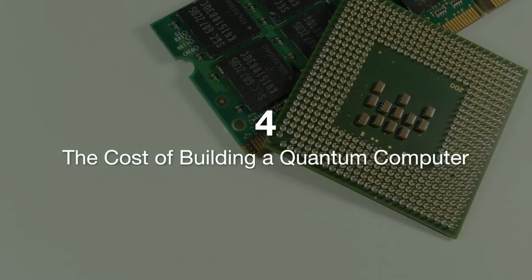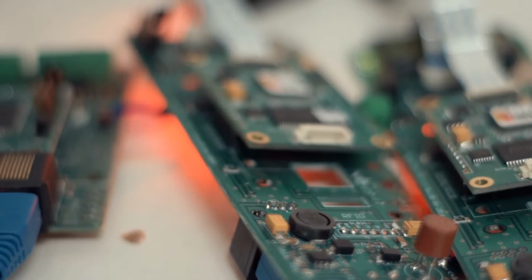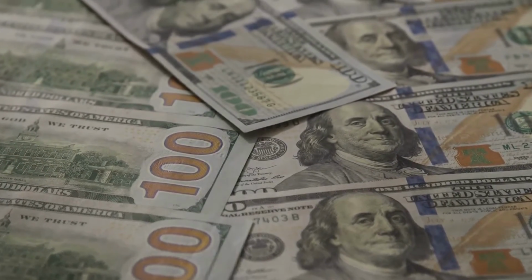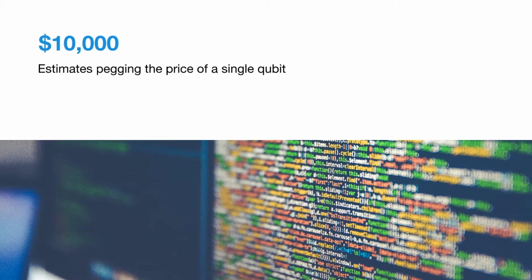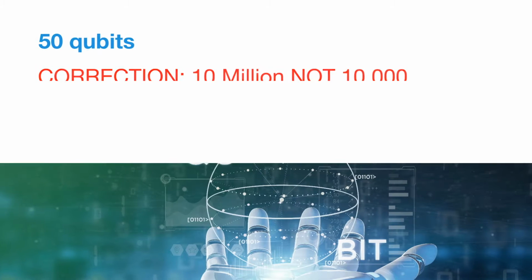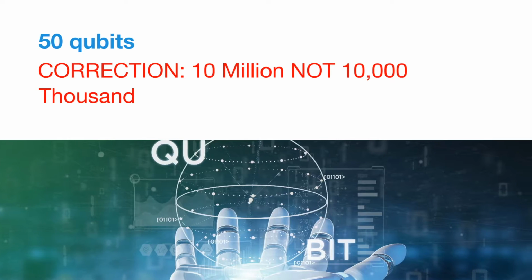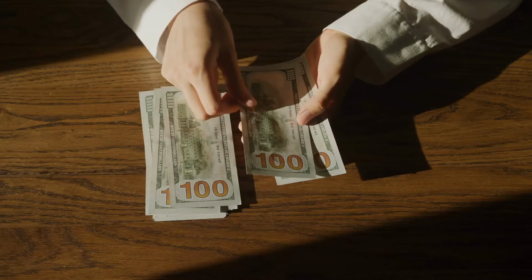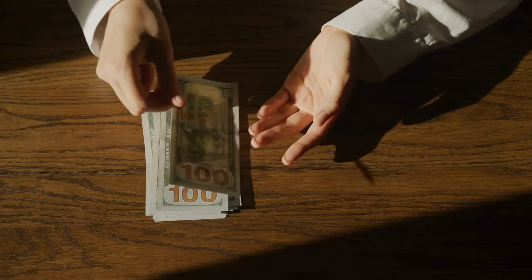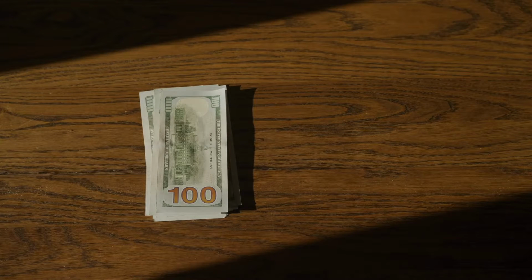Part 4. The cost of building a quantum computer. As we confront the daunting prospect of building a quantum computer, one cannot overlook the elephant in the room, the staggering cost. With estimates pegging the price of a single qubit at approximately $10,000 and commercial quantum computers boasting 50 qubits commanding a price tag of $10,000, the financial barriers to entry loom large. The pursuit of quantum computing prowess demands substantial financial investment, underscoring the gravity of the quest.